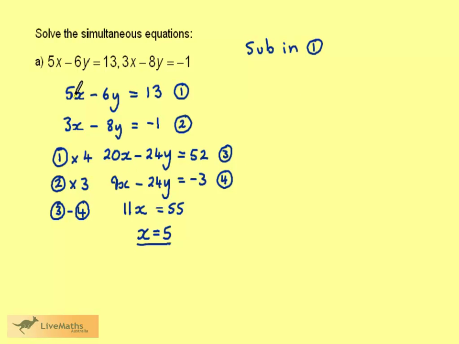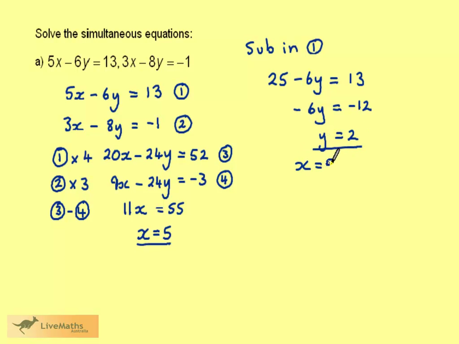If x is 5, this is 25, take away 6y is equal to 13. Take away 25 from both sides, and we get minus 6y is equal to minus 12. It follows that y is equal to 2. And so our solution is x is 5 and y is 2.